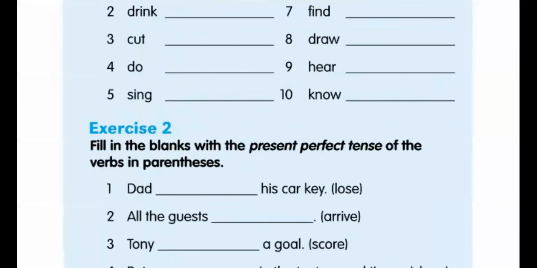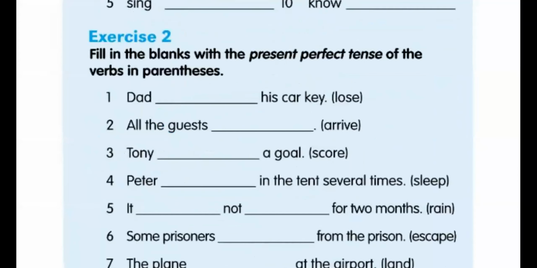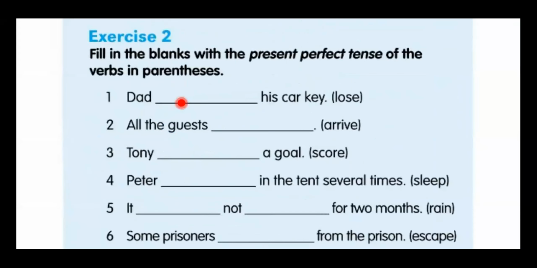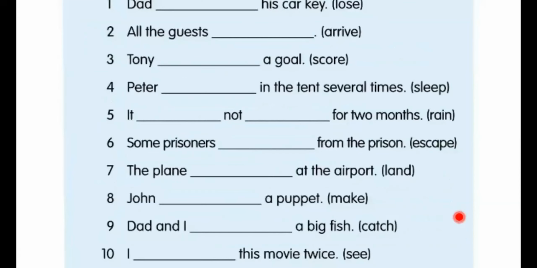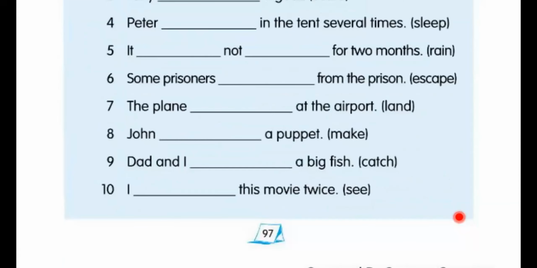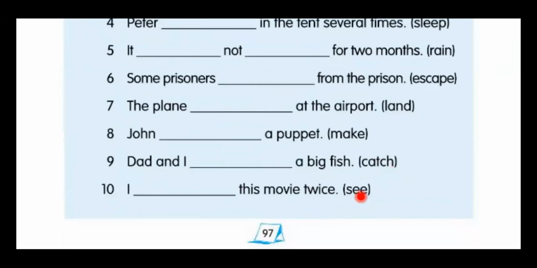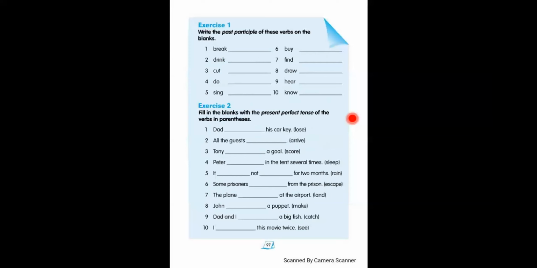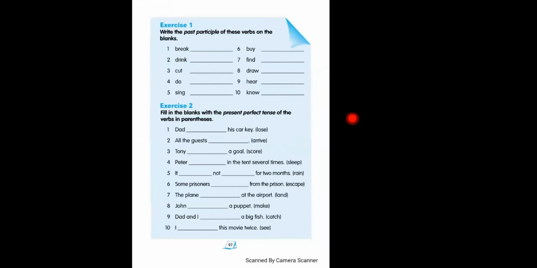Like we have seen in this exercise, right? Dad has lost his car key. All the guests have arrived, scored, slept, rained, escaped. Okay, here we added ed, right? Landed, caught, seen, made. Okay, yes. Do you remember? We completed this exercise last week.